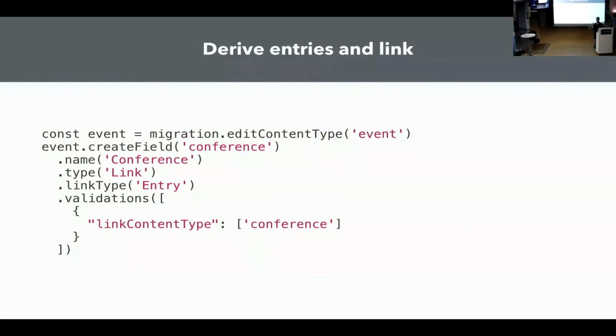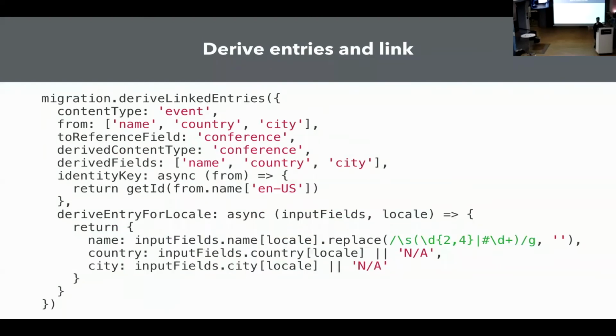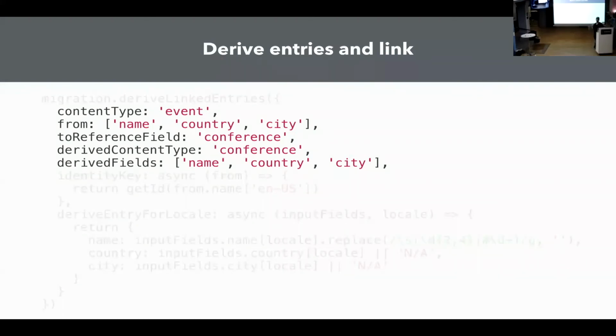Then I edit the content type for the event, and I create a new field, which is a reference field to the new conference entities that I will create. So it will just be a link, and now magic happens. And we will go over that step by step. So I grab all the events, and I tell the script, okay, I want to use the name, the country, and the city. And I will use these to put something into the new conference field.